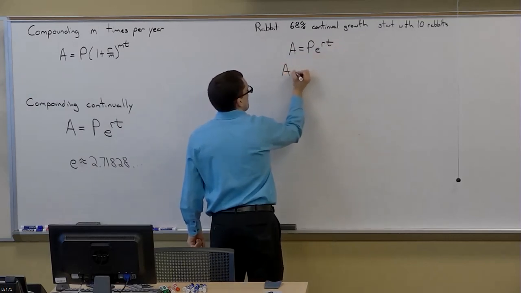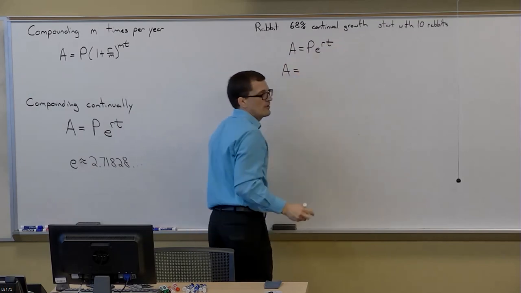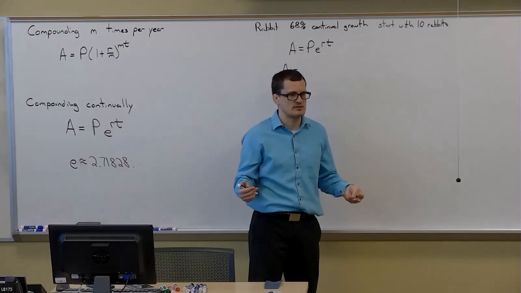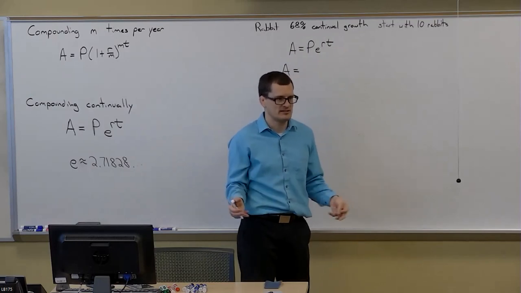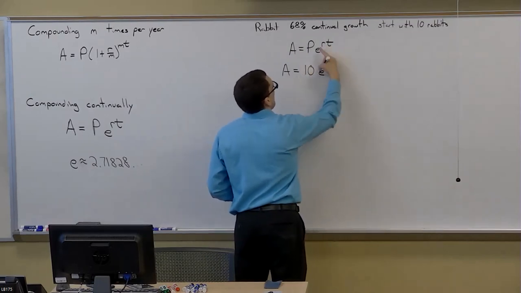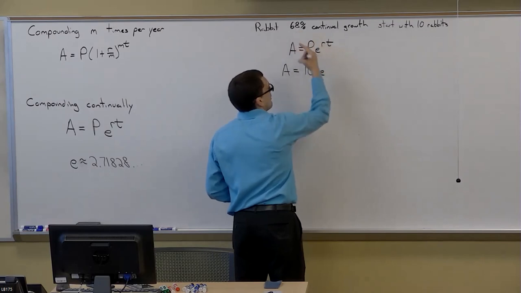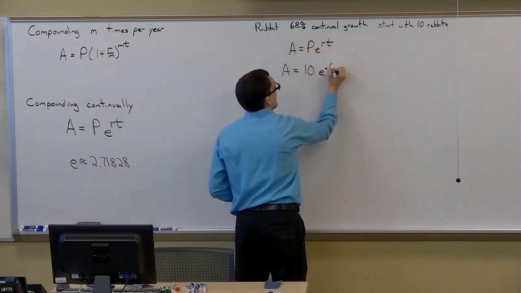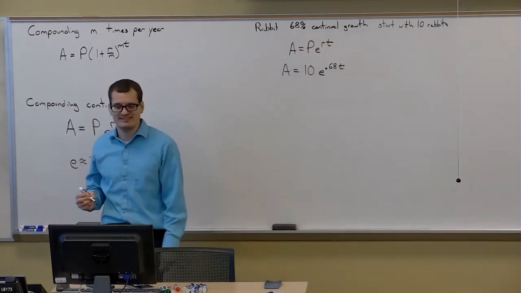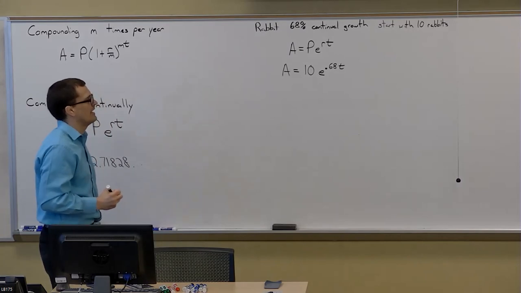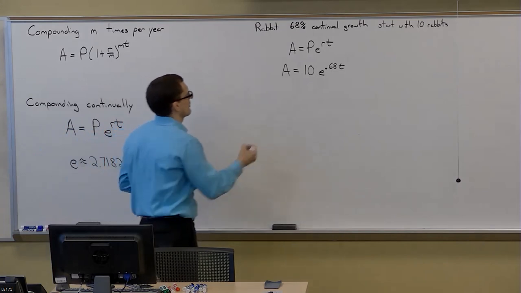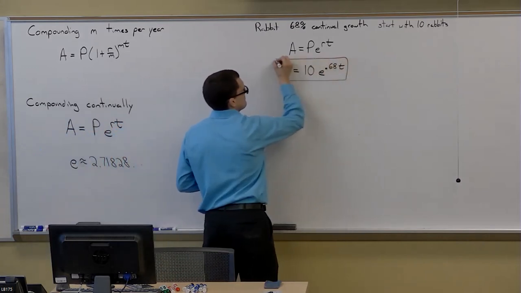A stands for the amount you have. P is your, quote, principal. In this case, it's just the starting amount of rabbits, right? Just like if we put in $10, now we're putting in 10 rabbits. It's the initial amount. R is still your rate of growth. So in my case, it's 0.68. And then the T is the number of years. So there's your equation.